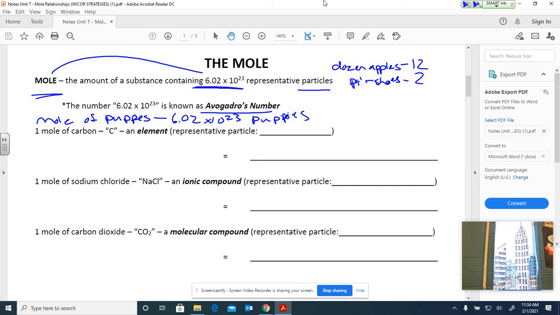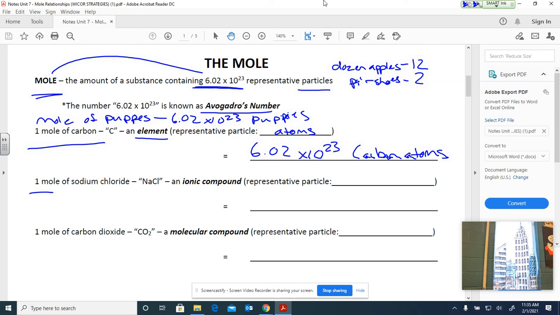So let's kind of write this down. So if I have 1 mole of carbon, carbon is an element. It's just one single element. So its representative particle is atoms. So we're saying I have carbon atoms in a jar. If I have 1 mole of carbon atoms, how many carbon atoms do I have? Well, I would have 6.02 times 10 to the 23rd carbon atoms. Okay? That's all a mole means. It's just I have this many of that thing.